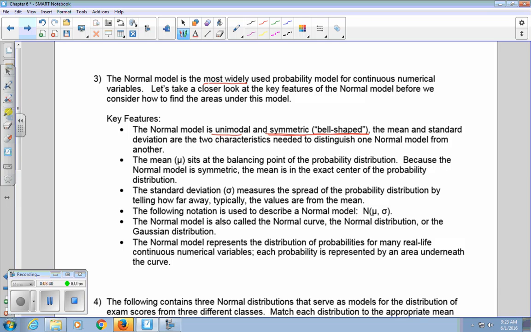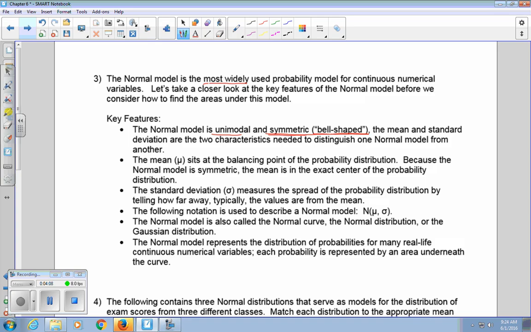The mean is the balancing point. It's the mode, the top peak. Because the normal model is symmetric, the mean is the exact center of the probability distribution. The standard deviation measures the spread of the probability distribution by telling how far away typically the values are from the mean.